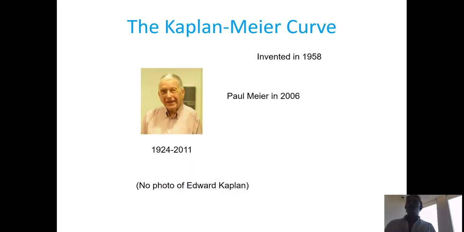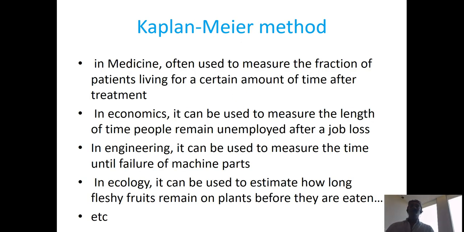So the Kaplan-Meier curve is actually relatively new. It was invented in the late 50s by two guys named Kaplan and Meier. Didn't see that coming, did you? So this is Meier in 2006. I don't have a picture of Kaplan, but I'm sure he's a handsome man. And the Kaplan-Meier method is used to measure the fraction of people living after a certain amount of time. Okay? So usually in a clinical environment, so treatment or intervention with a drug usually.